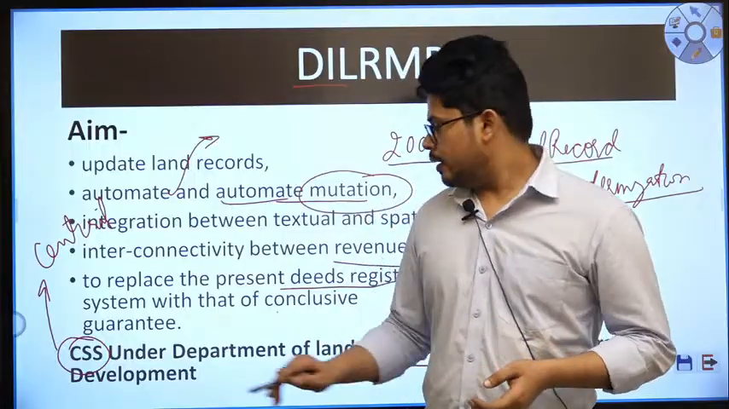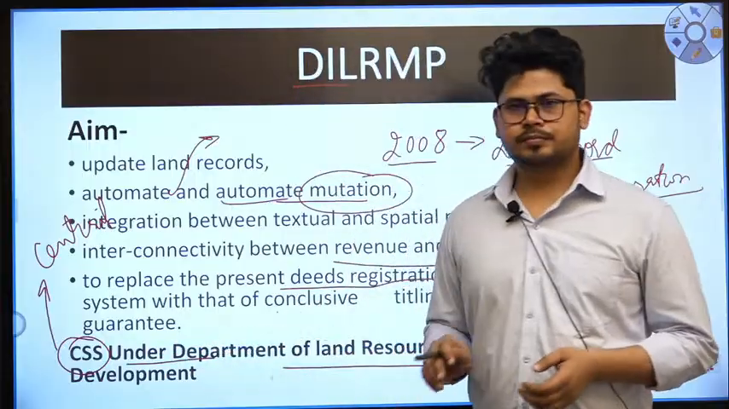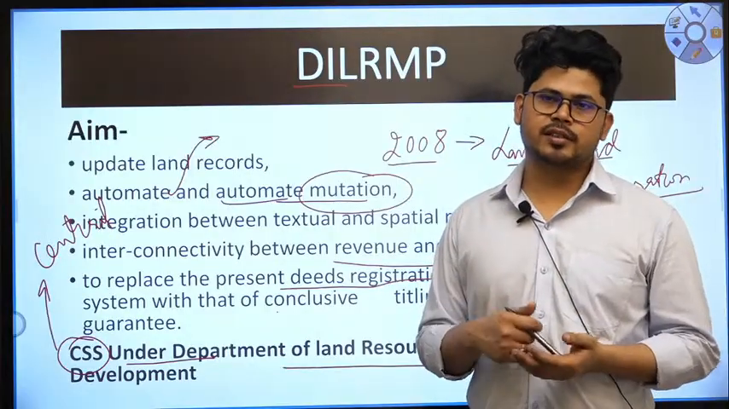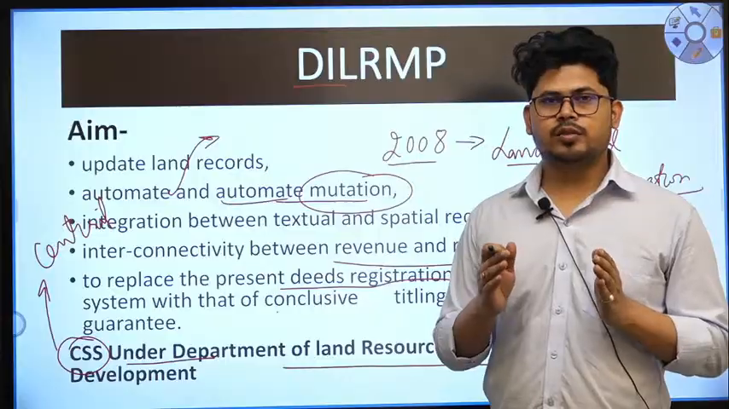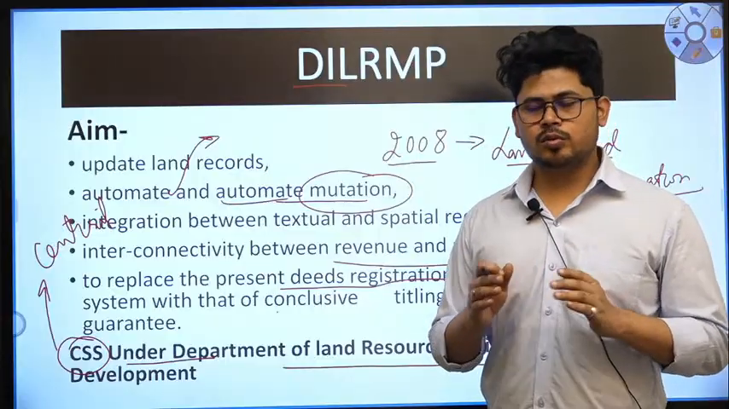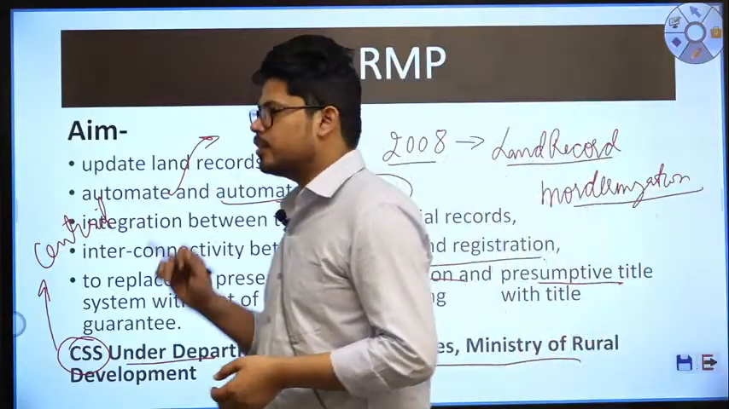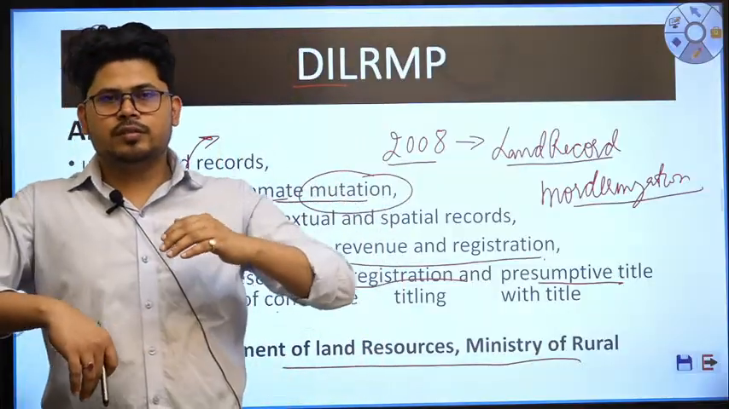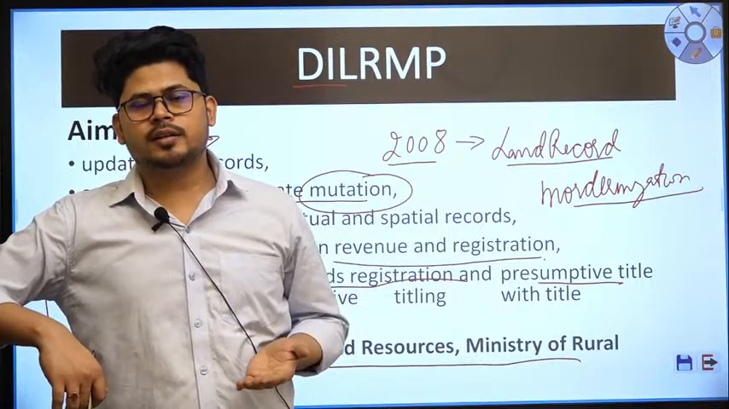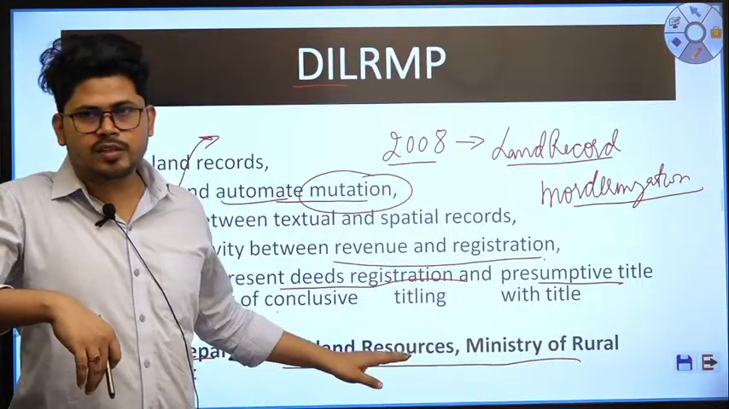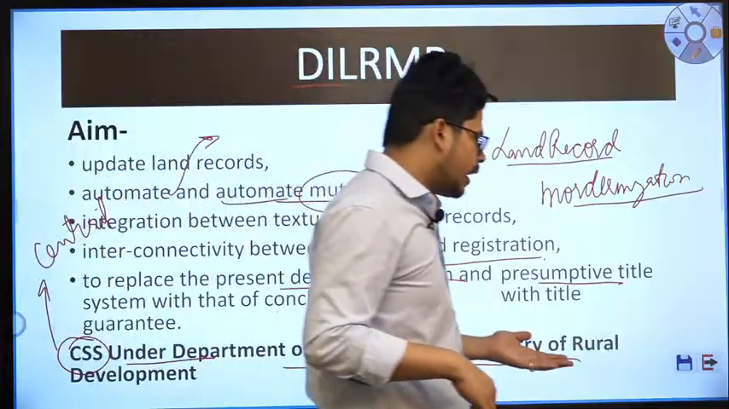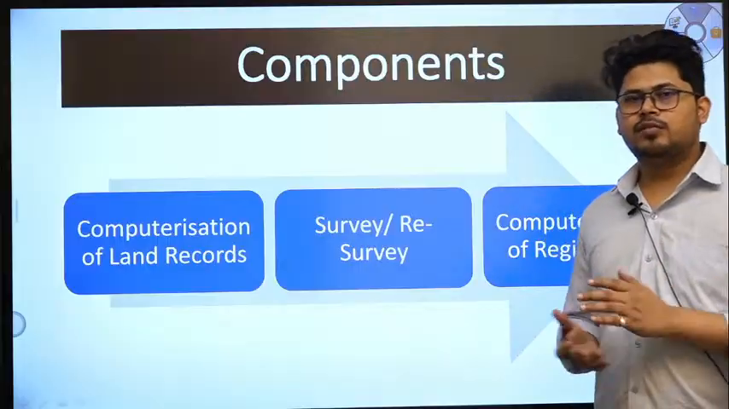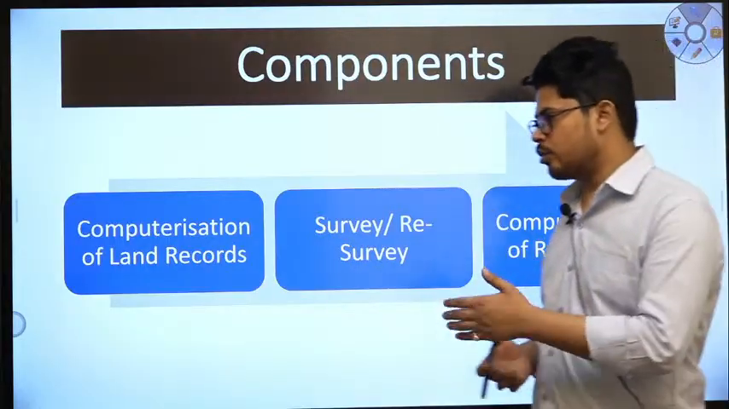Moreover, this scheme also empowers. This scheme is basically a financial motivation for the states. The central government gives money to the state governments' departments of land to implement this scheme. Okay, so central governments don't have to utilize their own money. Okay, so what central government is doing is basically providing finances as a financial motivation to the states, so that they can pay for the modernization of the land records.